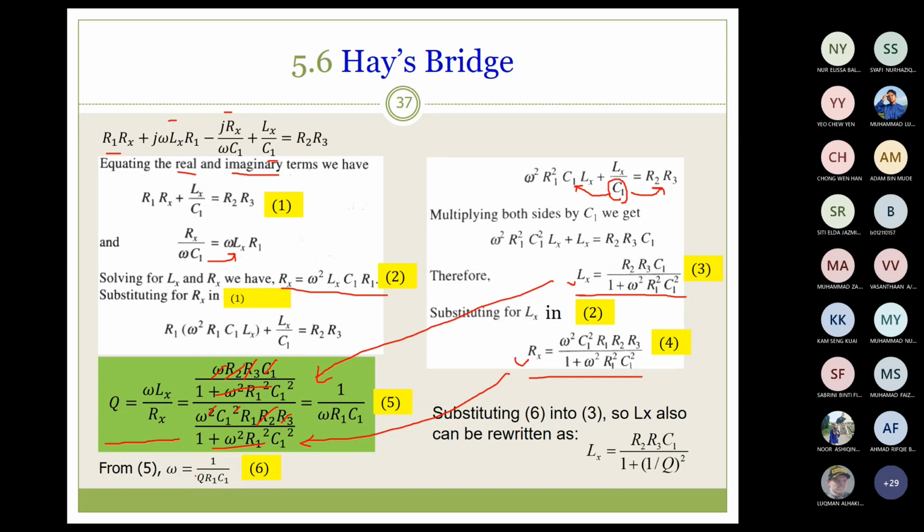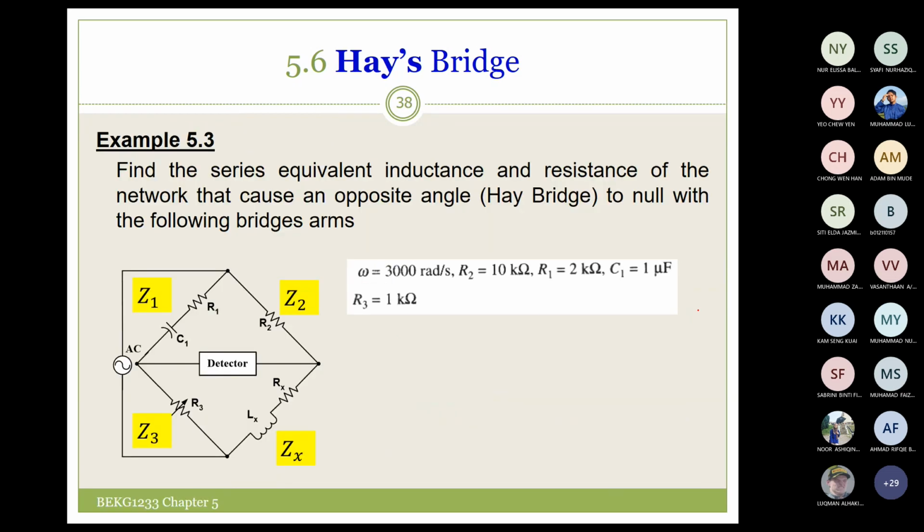So here we get omega is Q R1 C1, and then we can change the Lx here. If we want to put in Q, Lx is equal to R2 R3 C1 over 1 plus 1 over Q squared. So this is another way if you want to find the Lx based on the Q. But normally we can see the example here.